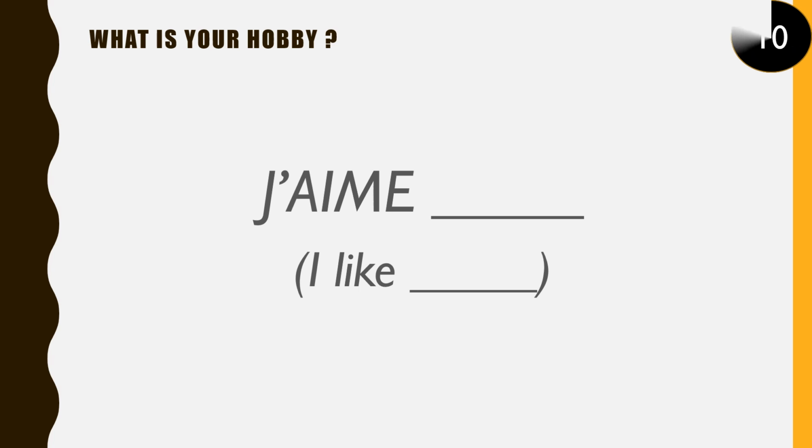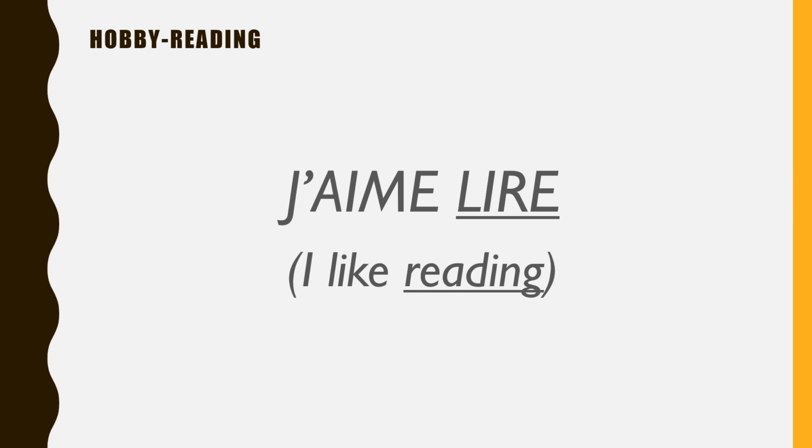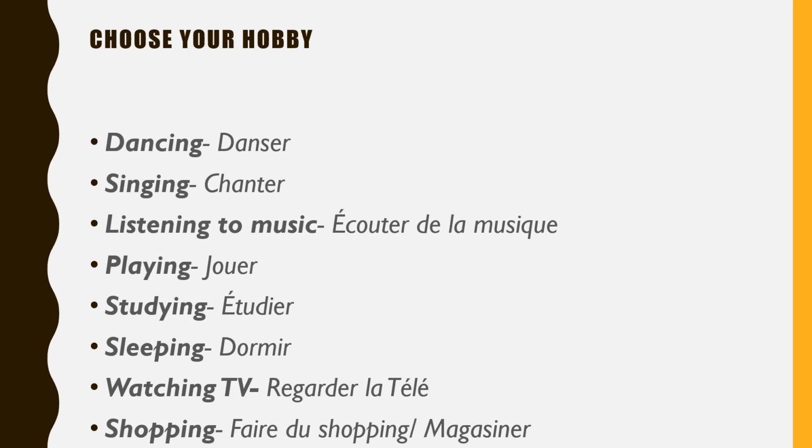The last one, and this one's about your hobbies. So whatever you like to do, just add that in the blank and say j'aime and then your hobby, which means I like whatever you like. Taking reading as an example here, I would say j'aime lire, which means I like reading. The time to choose. Now choose your hobby from the given hobbies and complete your sentence.